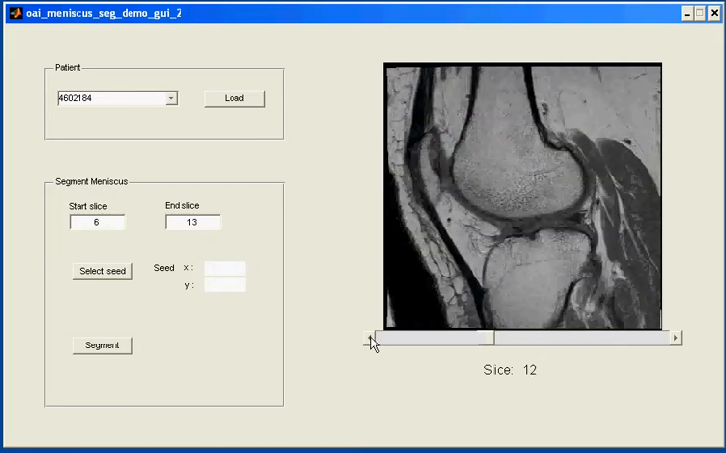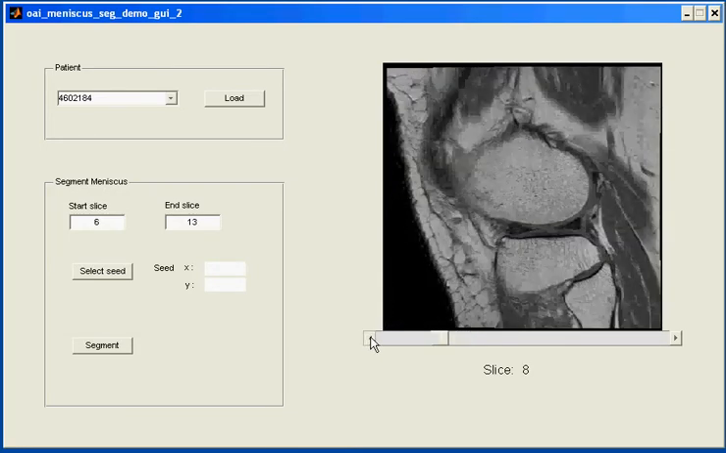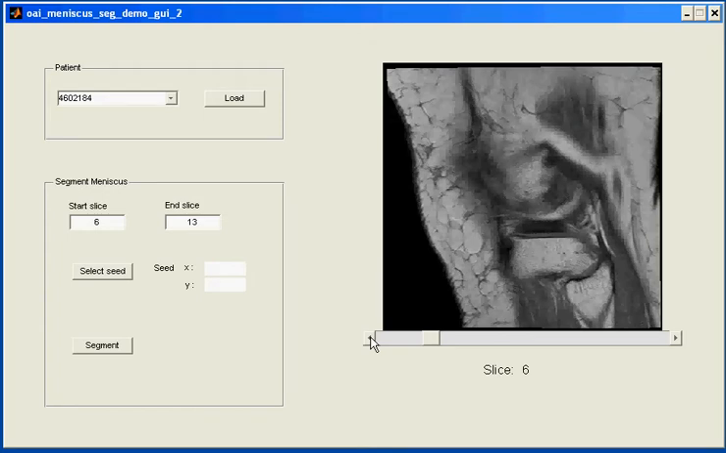Now returning to our first chosen slice, slice 6, we need to identify a seed point. This point indicates to the algorithm where in the image the meniscus is located and begins its region growing method. In this case, we chose seed point 222 and 236. So these are the only required manual inputs, and the rest is done automatically.